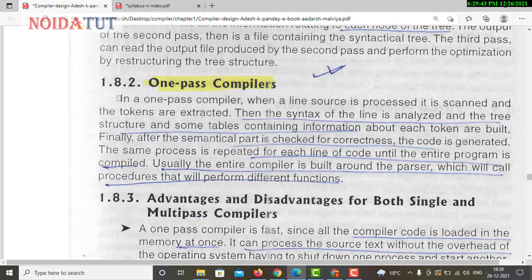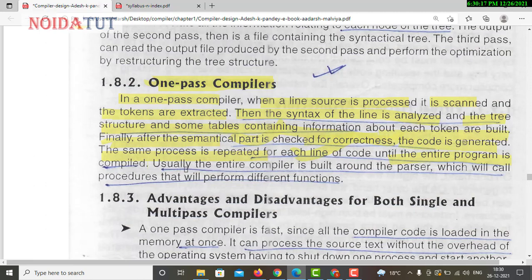Fine. यस सर. So, in a one-pass compiler, when a line of source is processed, it is scanned and the tokens are extracted the first time only. Now then the syntax of the line is analyzed and the tree structure and some tables containing information about each token is built. Finally, after the semantic structure is checked for correctness, the code is generated. The same process is repeated for each line of code until the entire program is compiled.